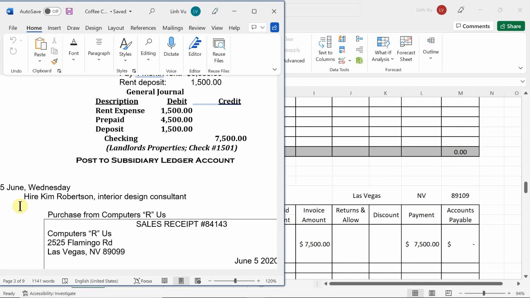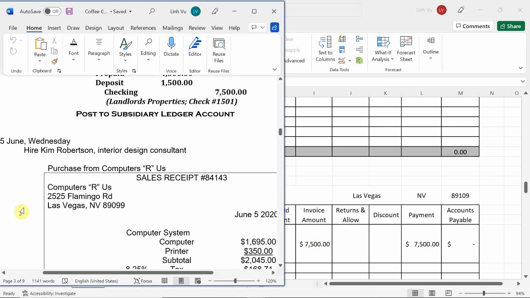Did she complete the job? We don't know. It's a consultation, right? All we did was hire her. So in this case, this is something that we need to keep in mind, that when we see Kim Robinson's name again, we have to know in our heads that, okay, we hired her for a reason. Why did you hire her? To do some interior designing consultations. So in this case, that's just stuff for us to keep in mind. Okay?